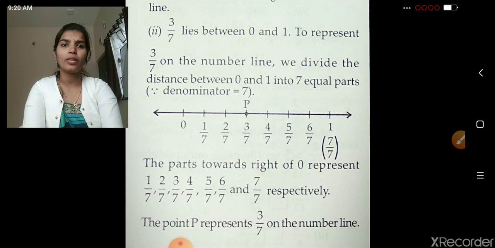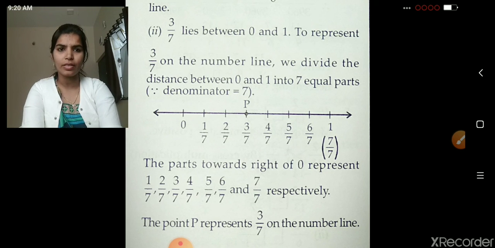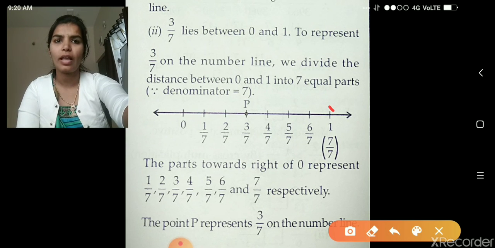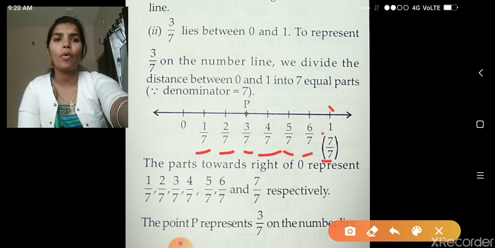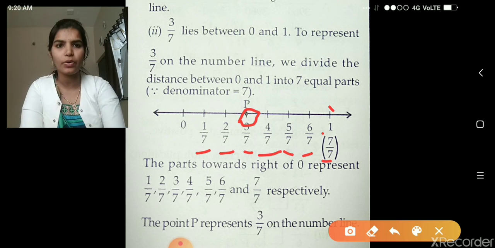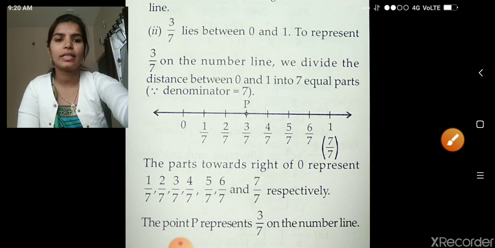You see on the number line, we are making the 7 equal parts. You take a distance as 1 centimeter. So take 7 centimeters and then you write down there 1. And the parts towards the right of the 0 represent 1 by 7, 2 by 7, 3 by 7, 4 by 7, 5 by 7, 6 by 7 and 7 by 7, that means 1. So our point P represents the 3 by 7. It is very simple to represent the rational number on the number line. Then we will see the next example.